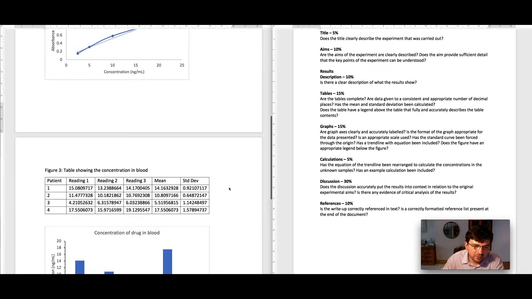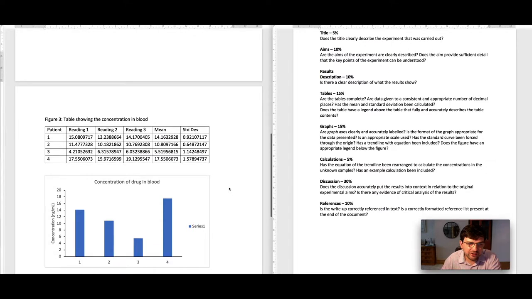The student has provided a table of the converted data, which is good, but again, far too many decimal places. I would suggest that for these kind of data where you're looking at a concentration, you could probably take that down to one, maybe two decimal places. So for this first reading, you could express it as 15.1 or 15.08, and that would be a much, much better way of representing these values. And again, when you calculate the mean and the standard deviation, try to match those to the actual number of decimal places of your readings.